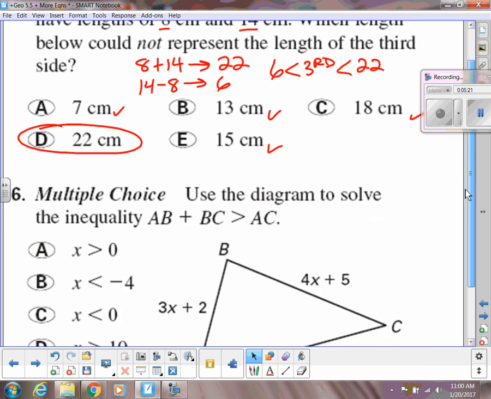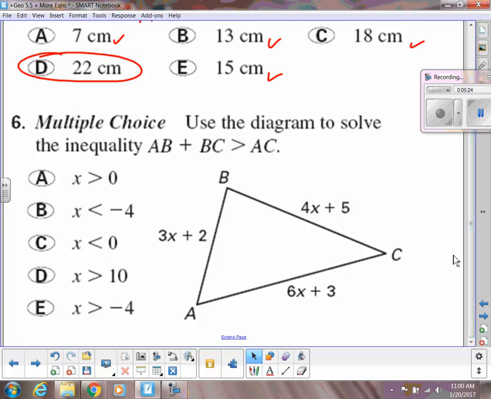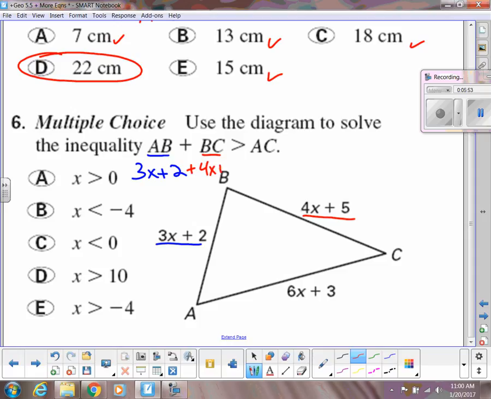Moving on to number 6, we're going to use this diagram to solve this inequality. So pause the video here. In order to solve this inequality, we're just going to plug in the expressions that we see here. For AB, that's 3x plus 2. For BC, that's 4x plus 5. And then for AC, that is 6x plus 3.